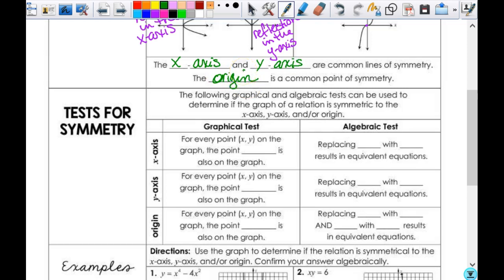Those are actually the only ones we care about when we're looking at our graphs, because the graph can have a line of symmetry that could be the line x equals 3 or whatever. That's all fine and great, but that's not going to be as important to us as it having x-axis or y-axis or origin symmetry. Okay?